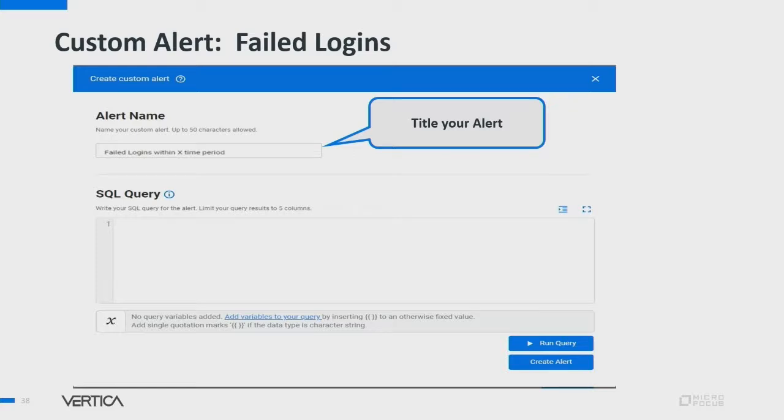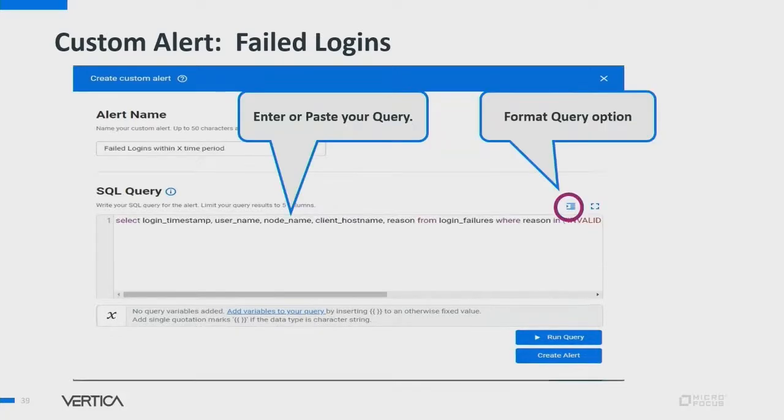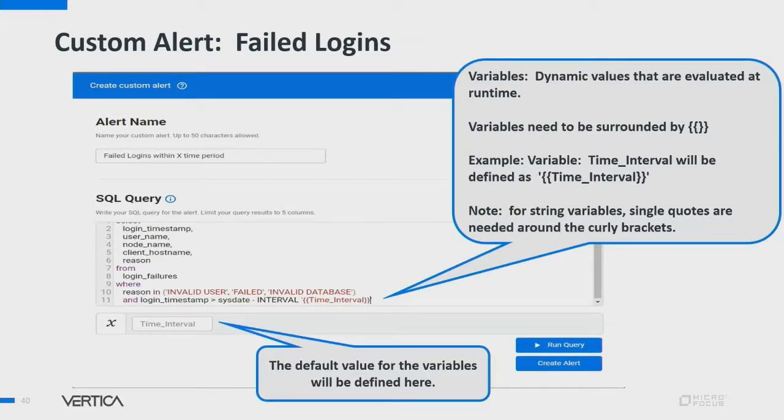In the first area, you'll want to select a title. You can have up to 50 characters, so you'll have plenty of characters to create a descriptive alert name. Next, you'll want to either enter or paste your query. In the SQL query on the right-hand side, there are two icons. One to format the query to make it look pretty, and the second is to enlarge the text field area so you can see more information. As you can see in this screenshot, we have formatted the query. As you can tell, the format is really nice.